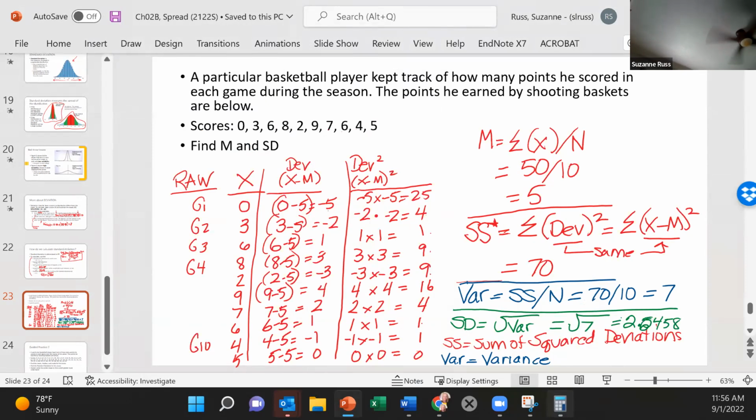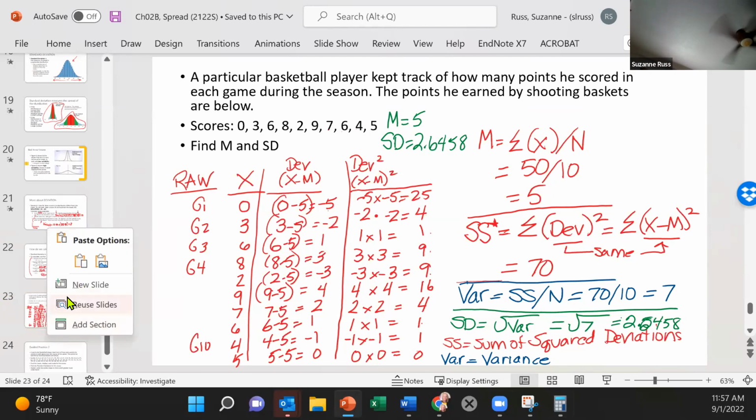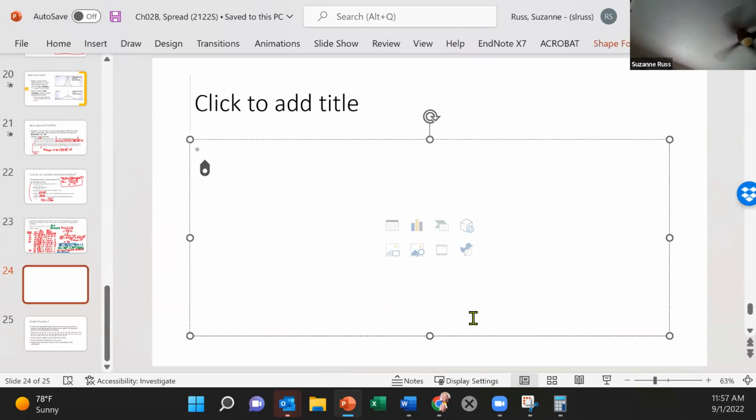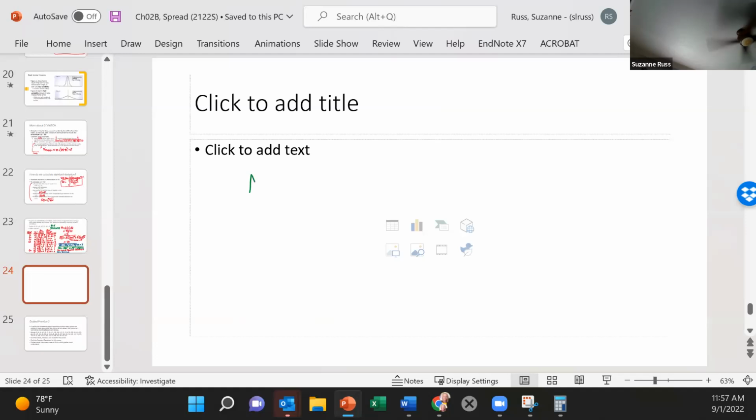The answer to this problem would be M equals 5, standard deviation equals 2.6458. And that means, if you were going to explain it, that the number of points scored by this basketball player varied from the mean by a little over 2.5 points. So if I was going to write an answer that involved writing the answer and explaining it, my answer might look something like this.